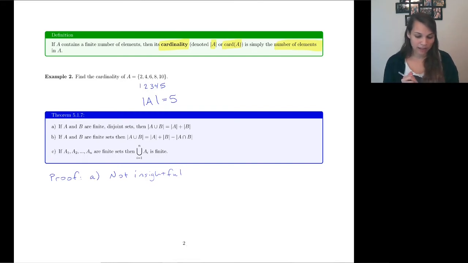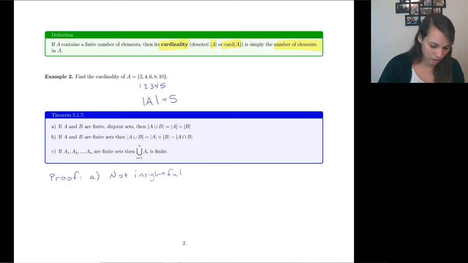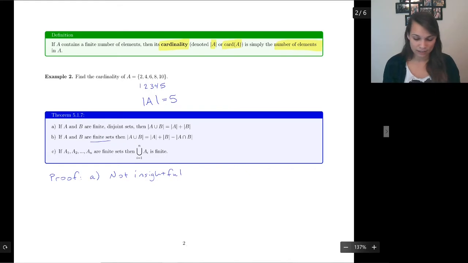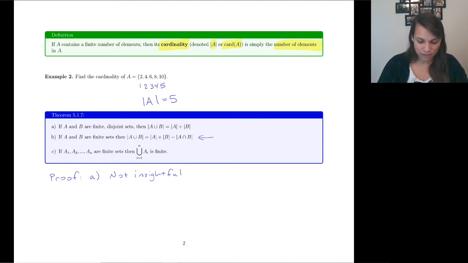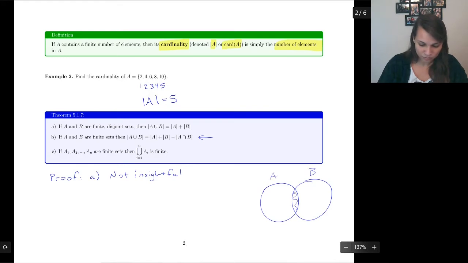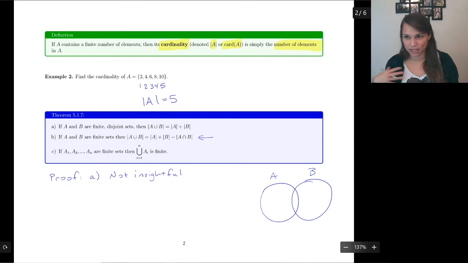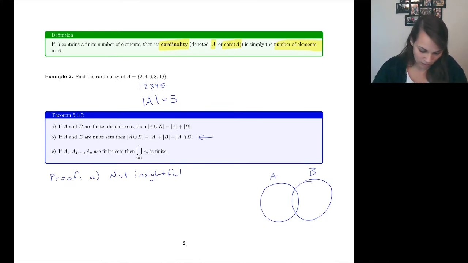Part B, however, this one's kind of fun. Notice when we don't specify the disjointness, so in part B they're just finite sets, we don't get quite so simple a formula, but it does still make sense intuitively. If you have A and B and there is some overlap here, then if we count all of A and then we count all of B, we're going to have some overlap, and so we've counted things twice. What we have to do is get rid of one of those intersections so that we don't have it showing up twice.